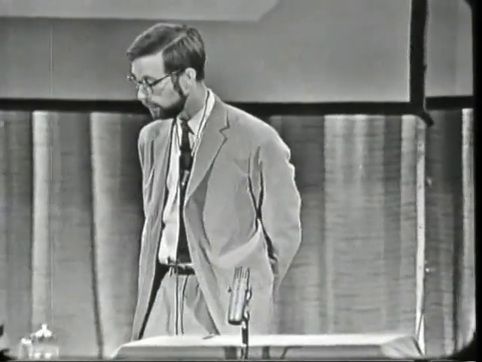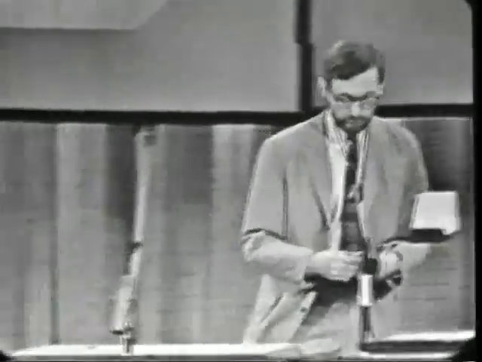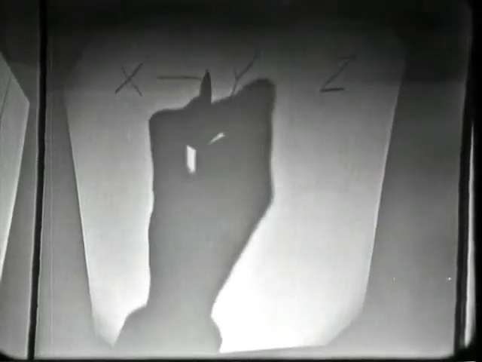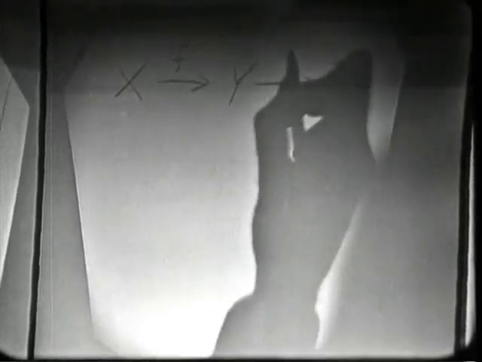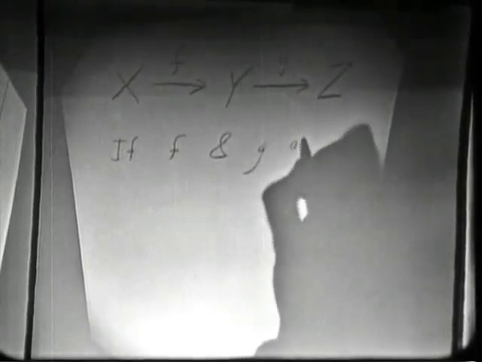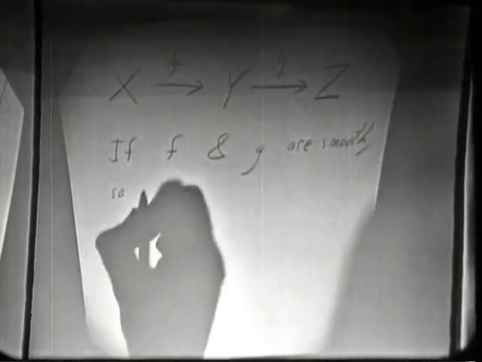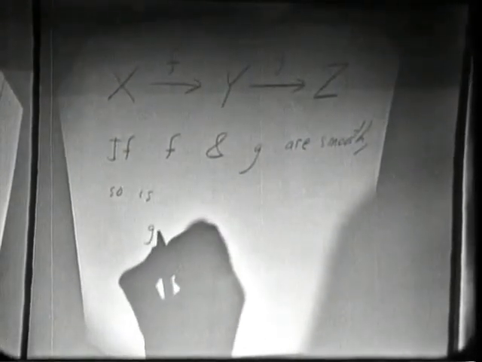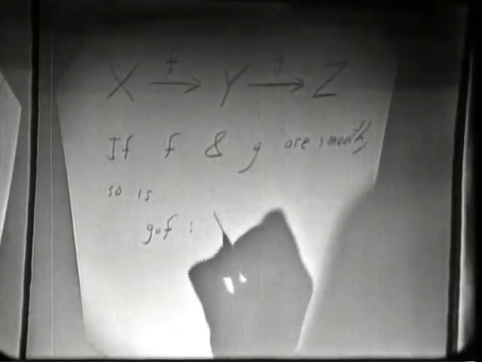And now we notice a few basic properties. The most important property is that the composition of any two smooth mappings is smooth. That is, if we have this situation, suppose X is in one Euclidean space, Y in another Euclidean space, and Z in another Euclidean space. We have mappings f and g. Then if f and g are smooth, then so is the composition g composed with f, which is now a mapping from X to Z.